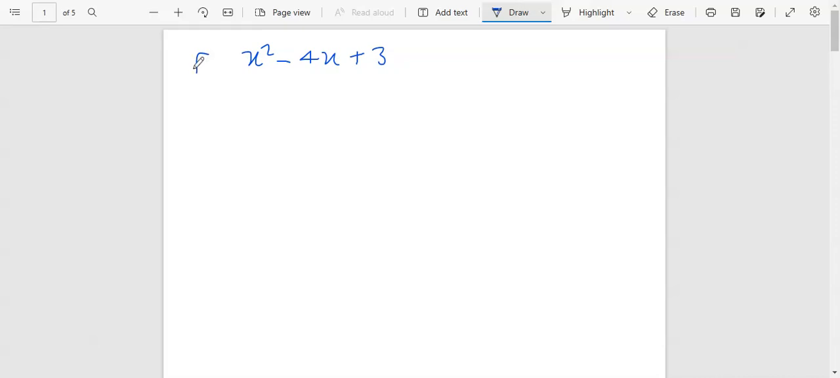So it will be f of x is equal to this. You want to sketch. So this is a quadratic. You need to find the turning point. You need also to find the intercepts. So to find the turning point, you need to complete the squares.